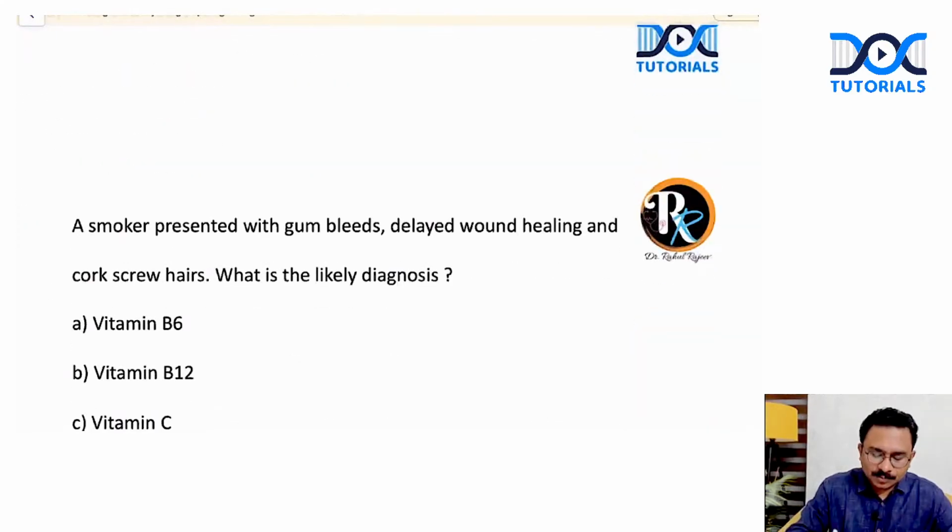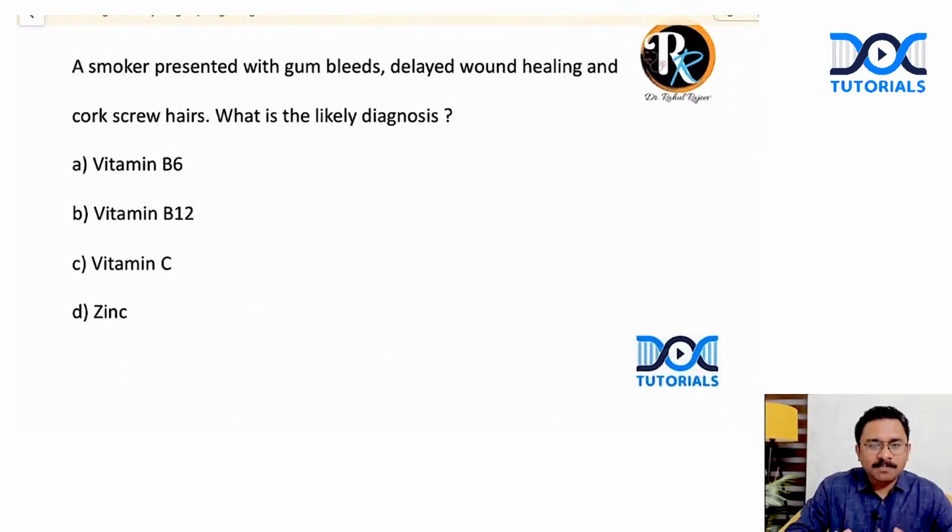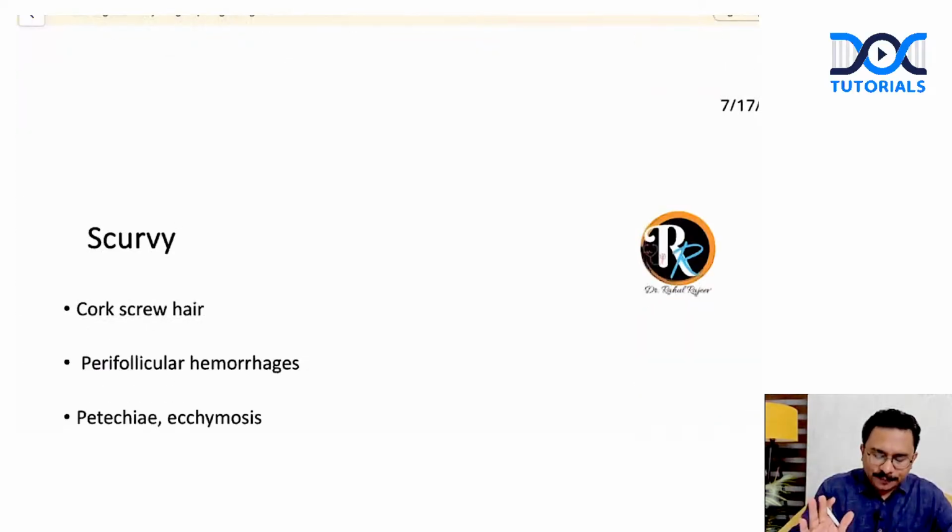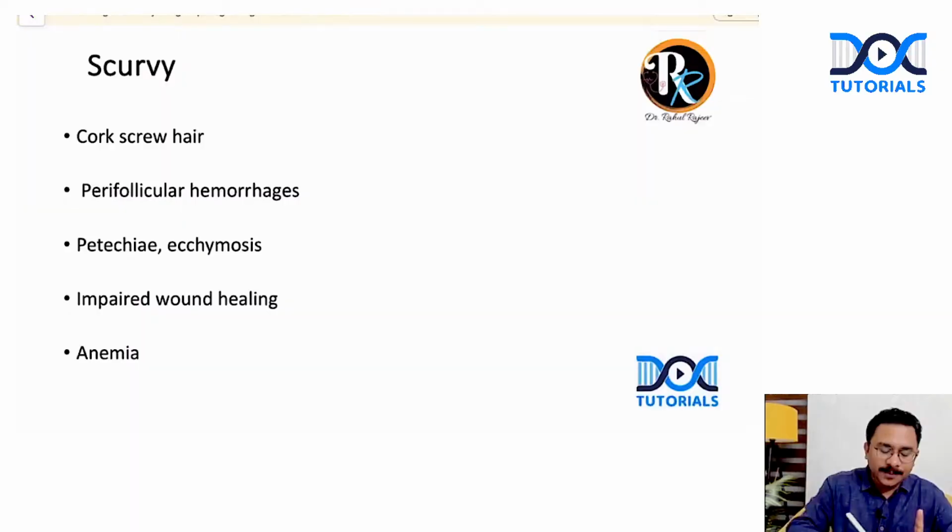Okay, right. Smoker presented with gum bleeds, delayed wound healing and corkscrew hairs. What is the likely diagnosis? Answer, vitamin C deficiency causing scurvy. Let us learn 5 important points about scurvy. Number 1, it is due to vitamin C deficiency. So it has corkscrew hairs. Just around the hair follicles, you will have perifollicular hemorrhages. You can also have petechiae and ecchymosis. There can be impaired wound healing as well as anemia. These are some important manifestations of scurvy.